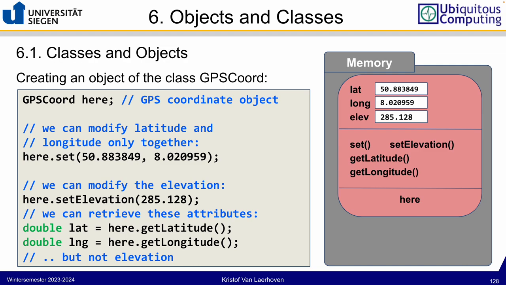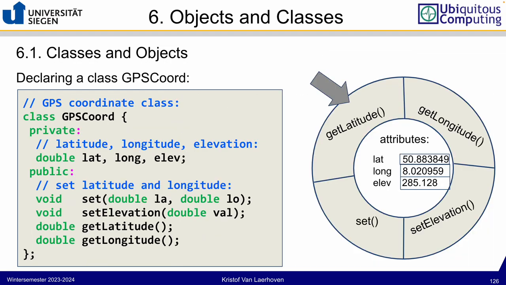Yes? If we have private methods, they will only be accessible by public methods. If we would, for instance, move this public over here, then set would be a private method, and you would not be able to call set for that object. It could only be called from other functions within that class. Is that the answer? Okay.